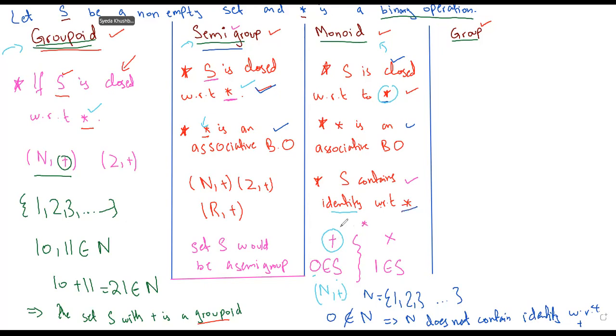Now for monoids, what we have is that S contains identity with respect to this binary operation. If plus is the binary operation, then just understand the basic idea that 0 should belong to that set. In the example of natural numbers, we know that 0 does not belong to the set of natural numbers. What does this imply? N does not contain identity with respect to addition. Have you understood this? Yes, ma'am. Faris, Ahmed, and Asma, what about you? Yes, ma'am. Okay.